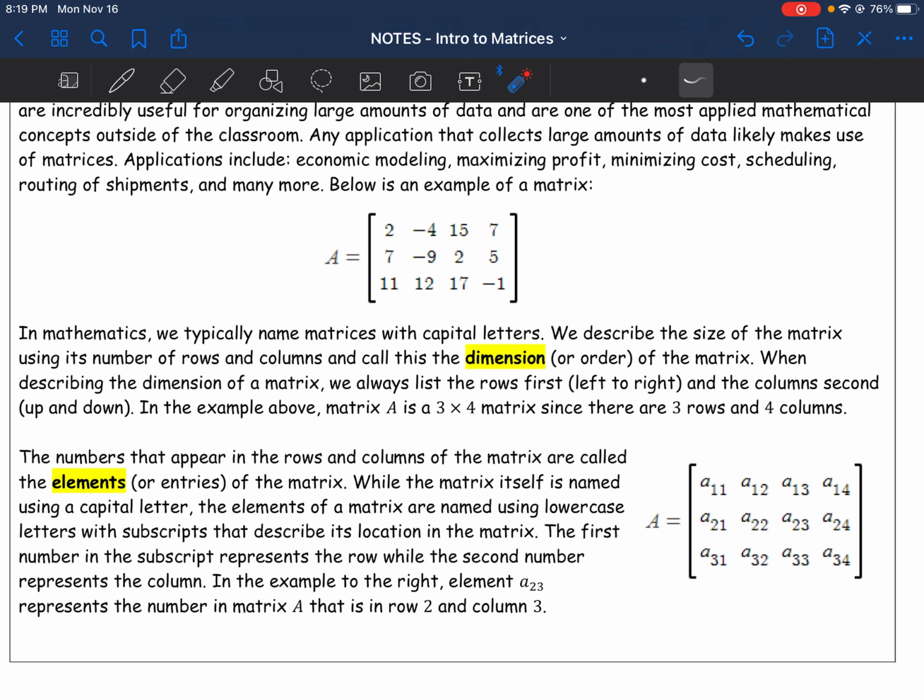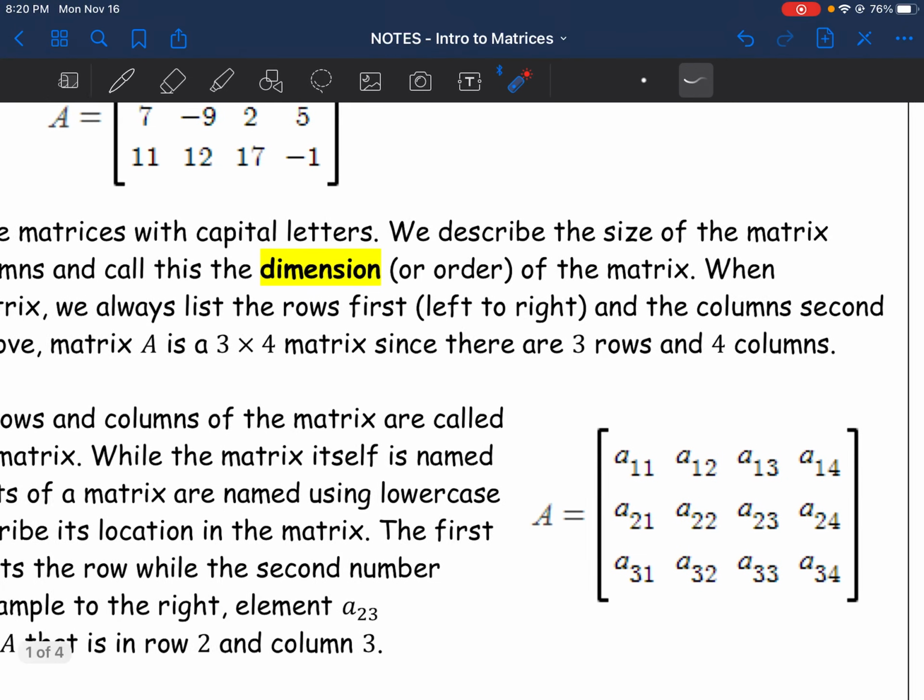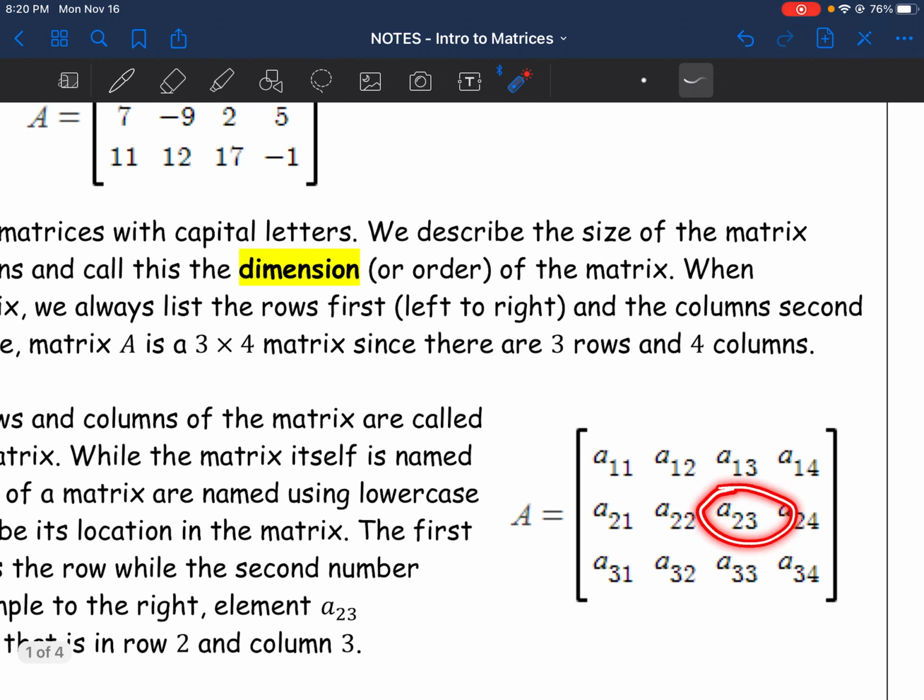While the matrix itself is named using a capital letter, the elements of a matrix are named using lowercase letters with subscripts that describe its location in the matrix. The first number in the subscript represents the row, while the second number represents the column. In the example to the right, element A23 represents the number in matrix A that is in row 2 and column 3. Really I should have said A subscript 23. So for example here, A subscript 23 is right here.